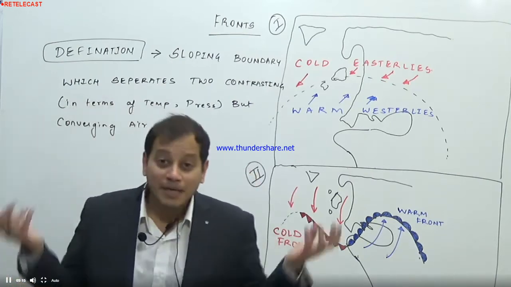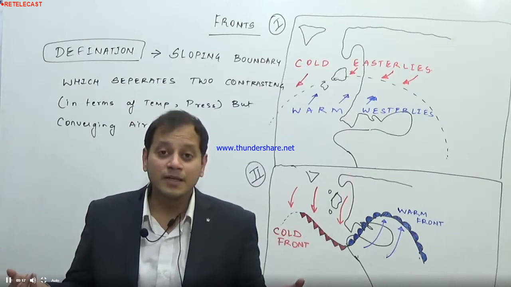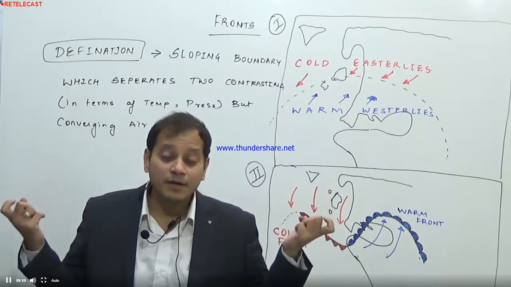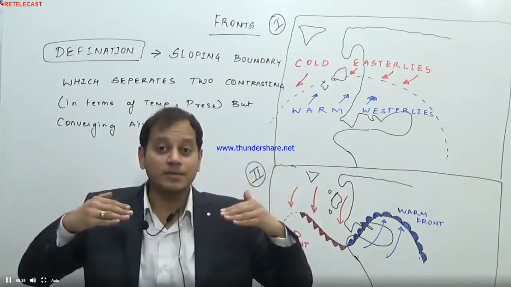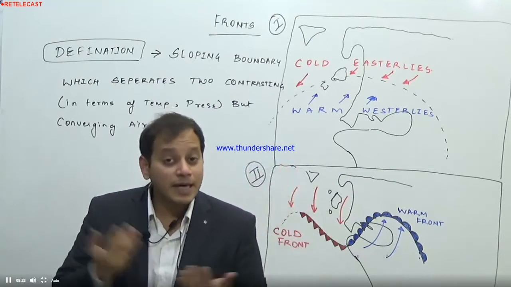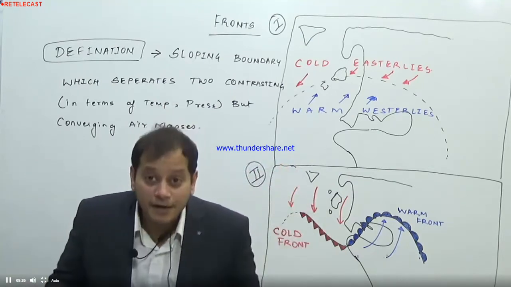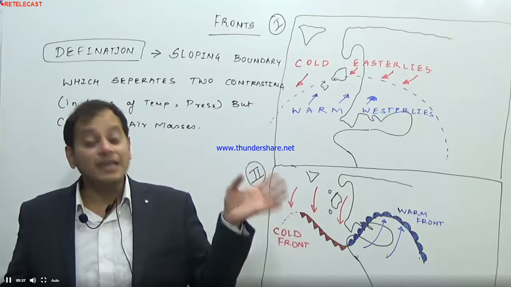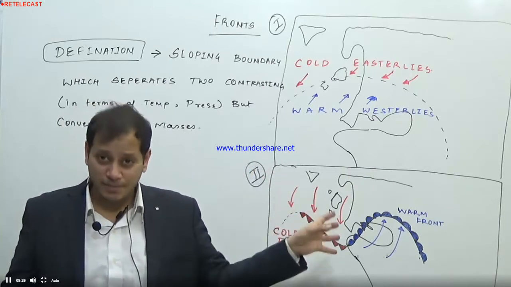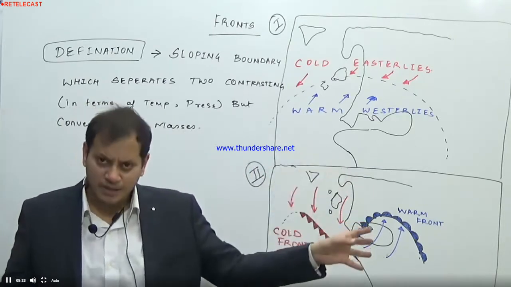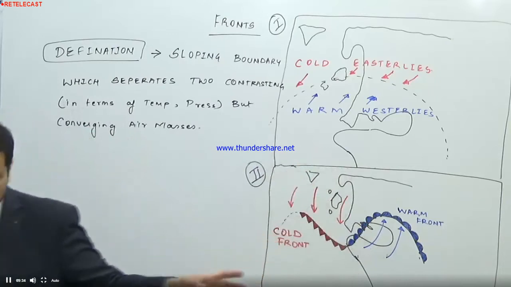What are the common characteristics of a front? When there are two contrasting air masses, obviously there will be characteristics in the front. There are large variations in terms of temperature, pressure, and humidity.